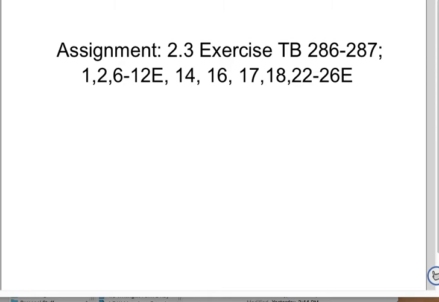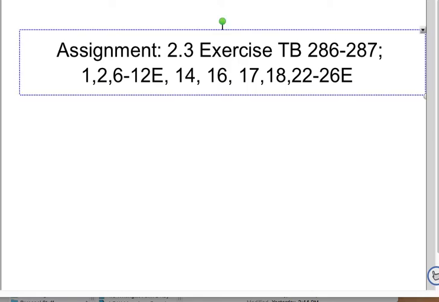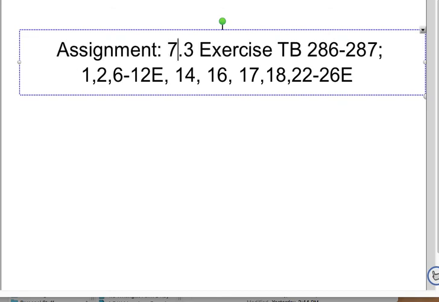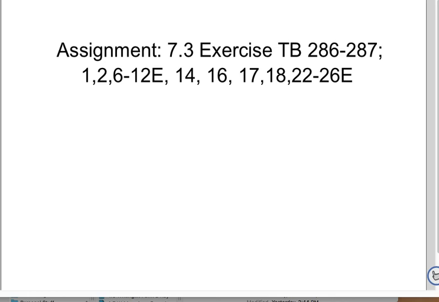Your assignment, 2.3 exercise. When I look at that, that should say 7.3 exercise, not 2.3. That should be 7.3. Let me see if I can fix that. Okay, you might make note on your notes that it is 7.3, not 2.3. Okay.